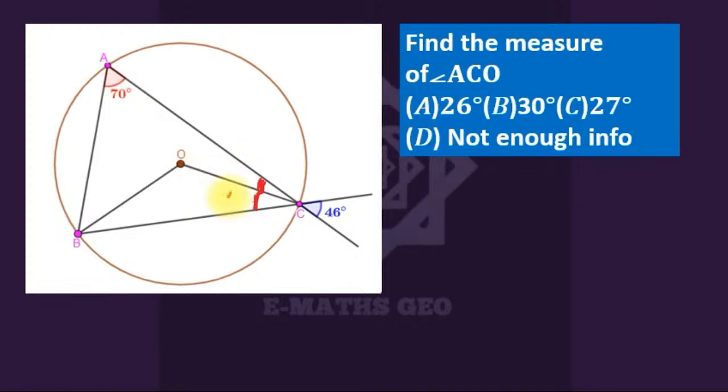So 70 plus 20 is 90. So this is now 26 to make it 46, vertical opposite angle. So our answer is option A. So let me prove how I got the answer.